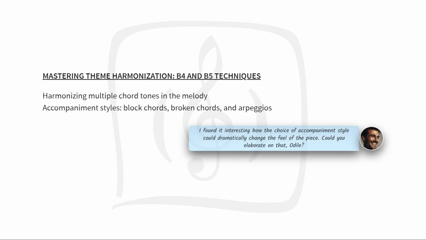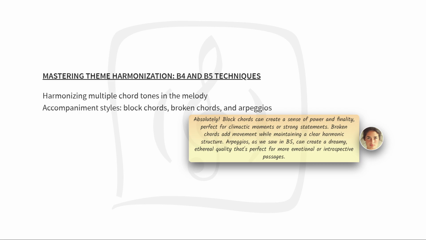I found it interesting how the choice of accompaniment style could dramatically change the feel of the piece. Could you elaborate on that, Odile? Absolutely. Block chords can create a sense of power and finality, perfect for climactic moments or strong statements. Broken chords add movement while maintaining a clear harmonic structure. Arpeggios, as we saw in B5, can create a dreamy, ethereal quality that's perfect for more emotional or introspective passages.